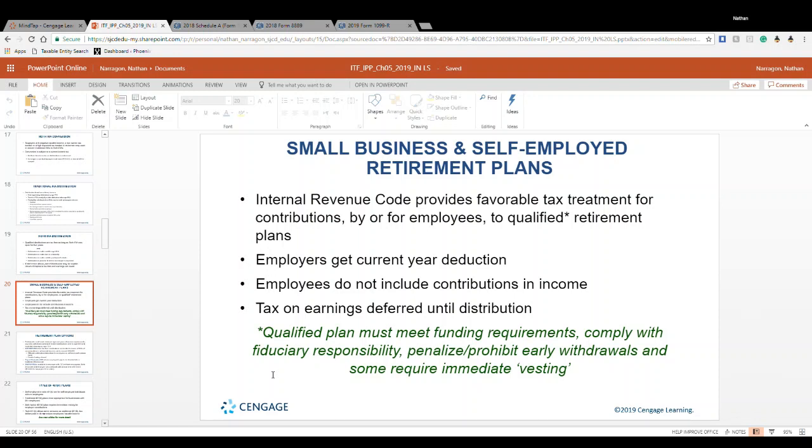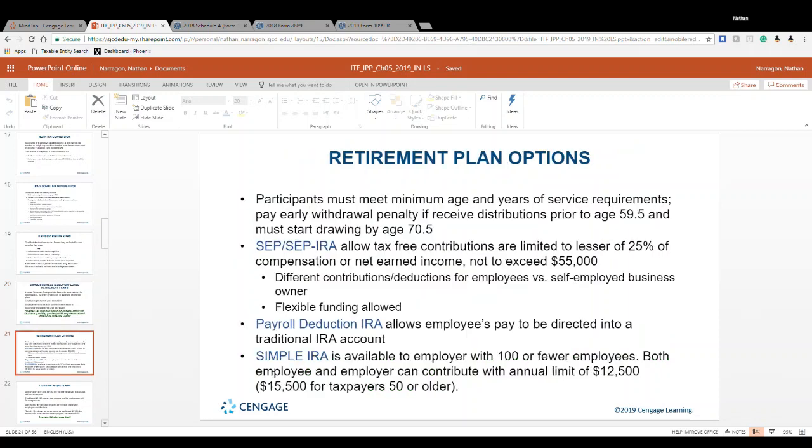So, again, you don't pay the tax until you distribute the money at 59 and a half. They similarly favor IRAs in a lot of ways, and there are so many of those. Retirement plan options: as you can see, there are 2 IRAs. Well, all 3 of these are IRAs.